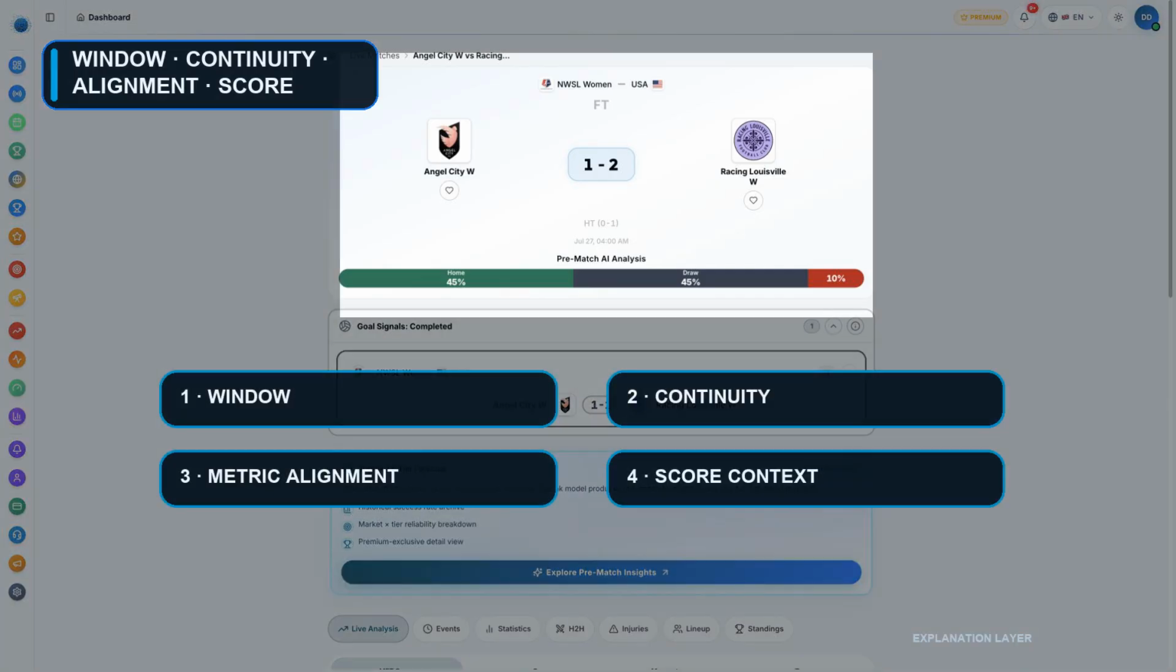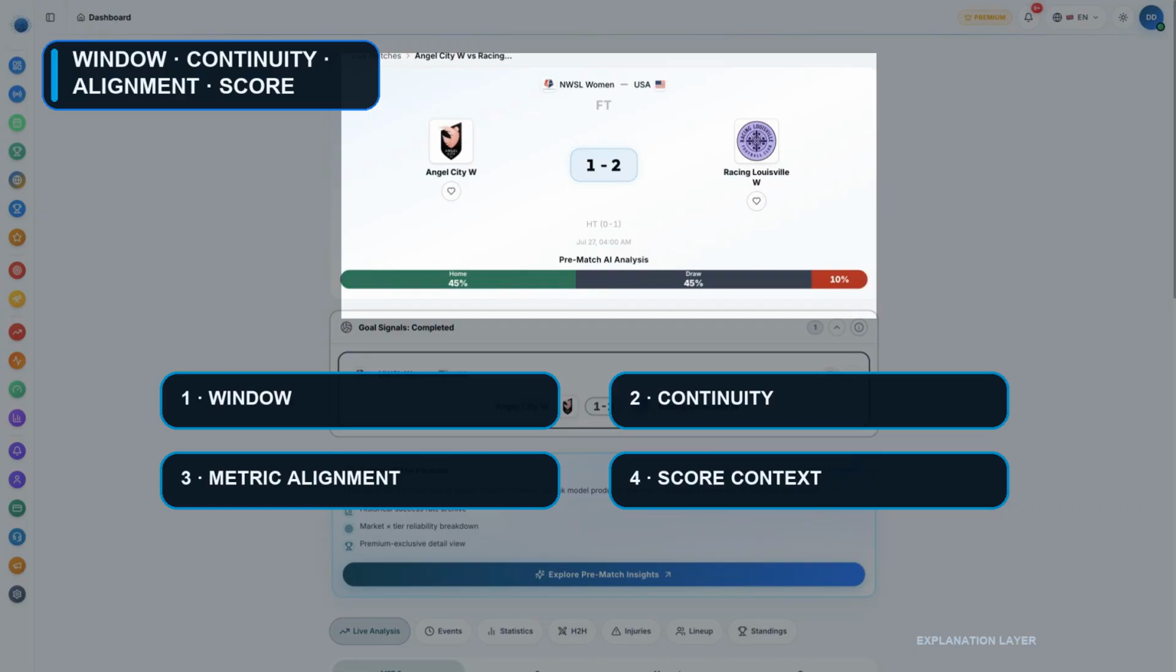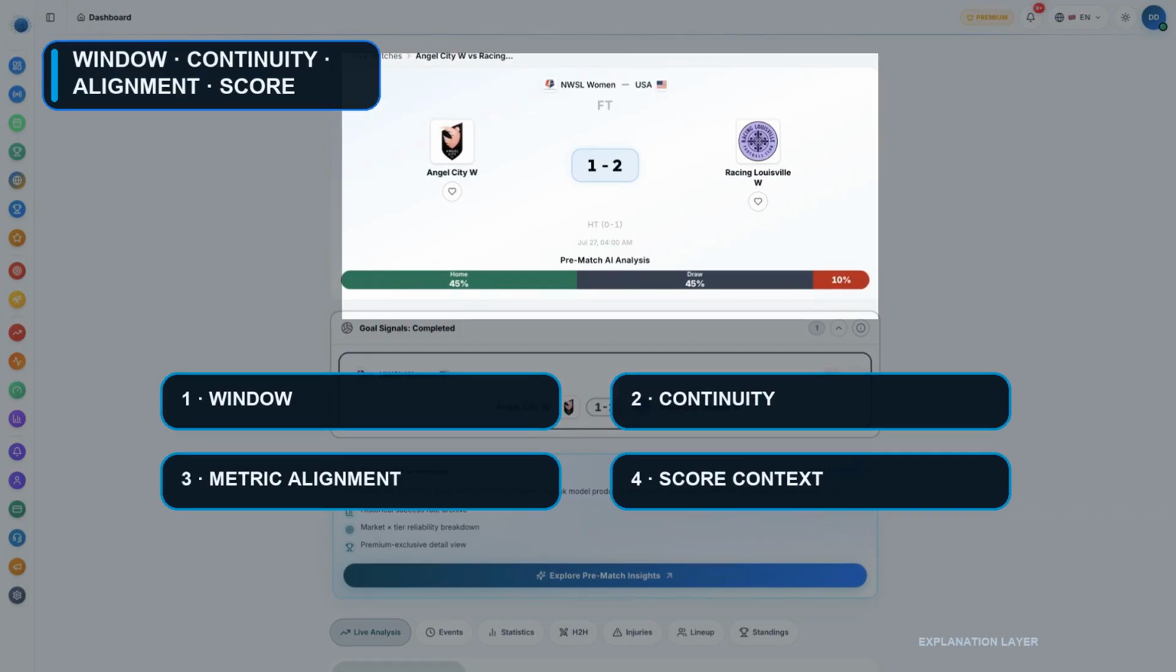But Racing Louisville won 2-1. This is not a contradiction. It shows the limits of the data. Finishing, goalkeeping, timing, score state, and individual events also affect results. We do not assume a cause that is not visible. We read only the layers we can verify on screen.